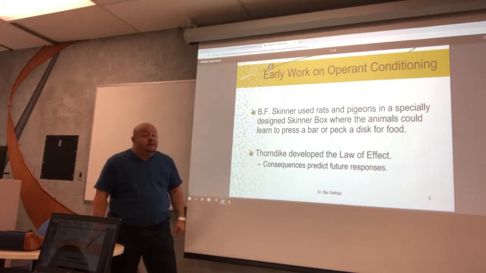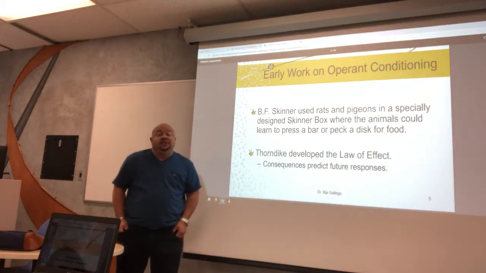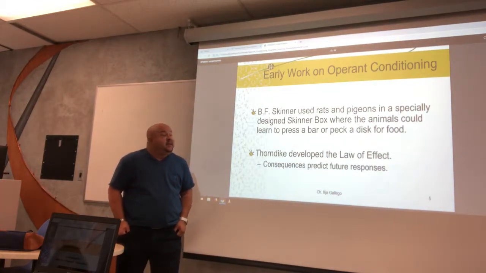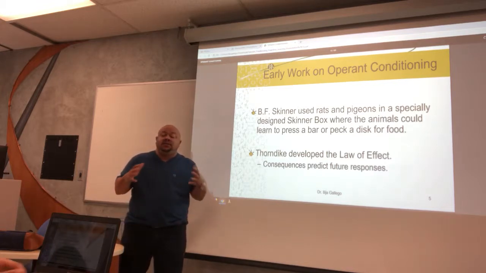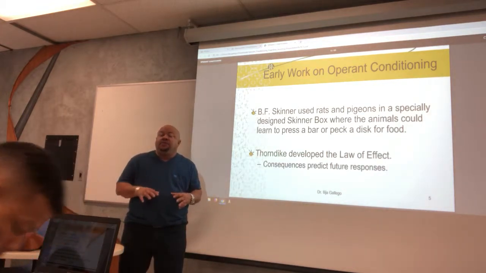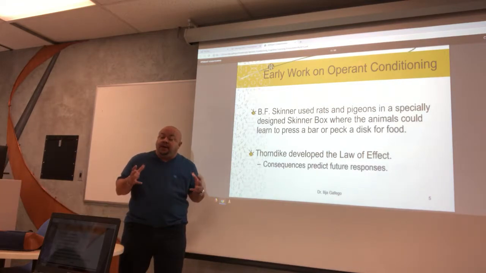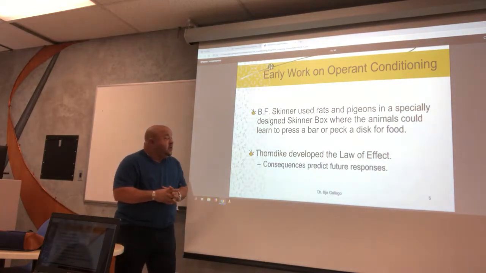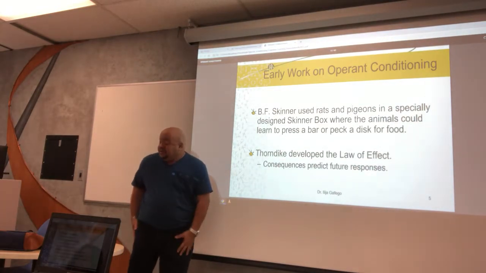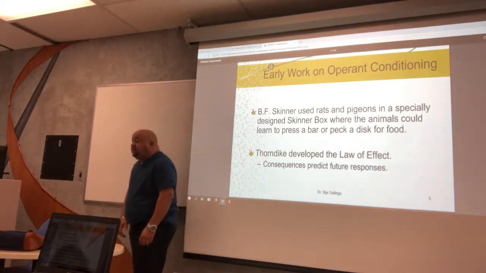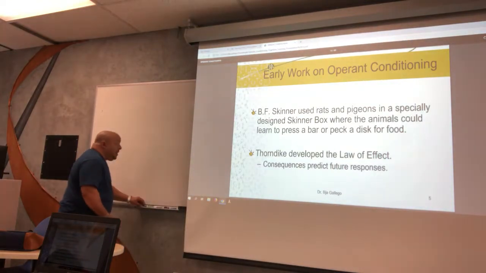So the early work on operant conditioning was done by B.F. Skinner. And Skinner used rats or pigeons in something he called a Skinner box. So the Skinner box was a box like a cage where the animals were presented with certain stimuli, and there was nothing else in there, and it was small and so forth. So basically for the rat, let's talk about the rat first. Skinner made a box that allowed the rat to learn to press a lever.